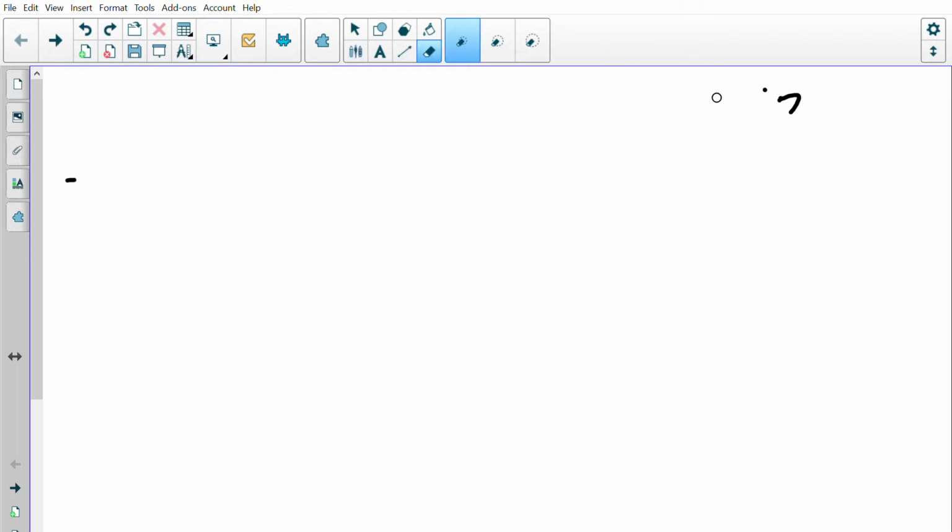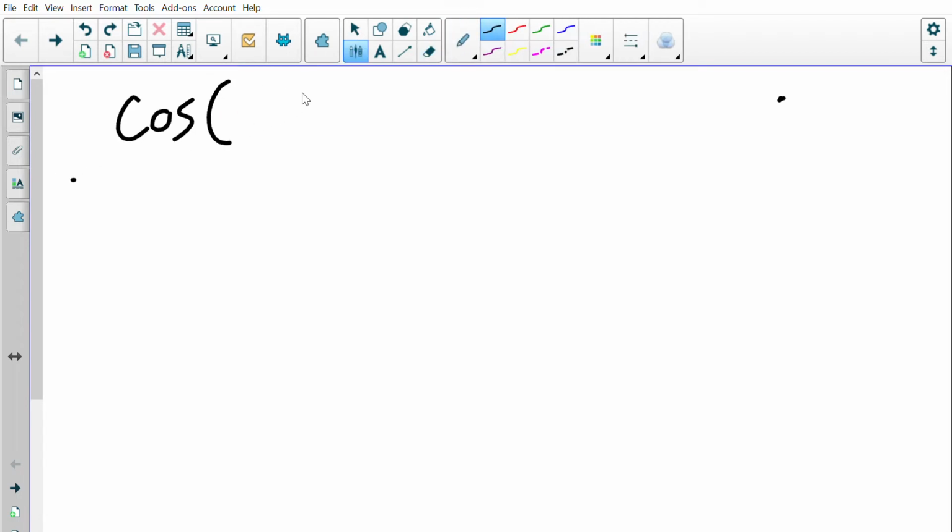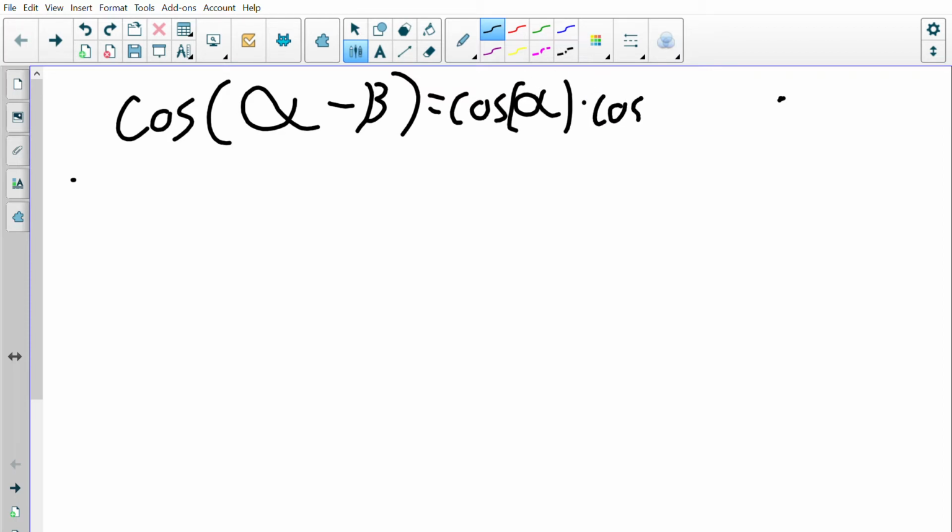The first one we're going to start with is cosine, and this is the symbol alpha minus beta. So whatever our first angle is minus our second angle. So for our previous example, it's 45 minus 30. The equation is cosine of alpha times the cosine of beta plus sine of alpha times sine of beta.